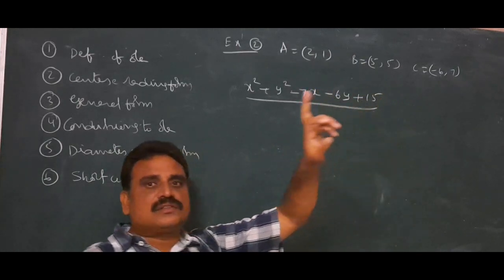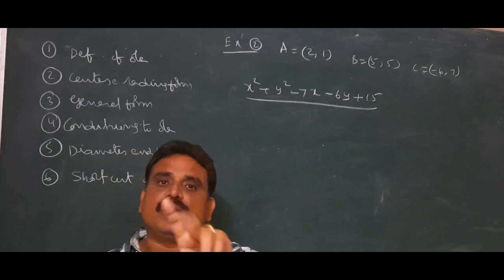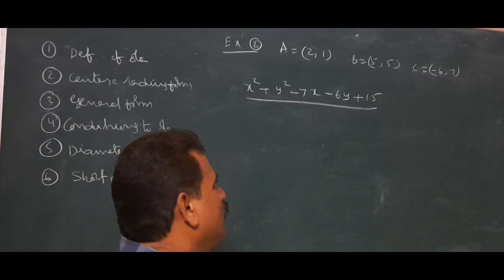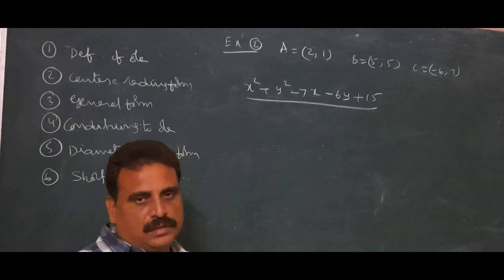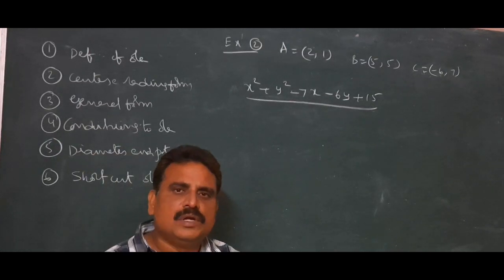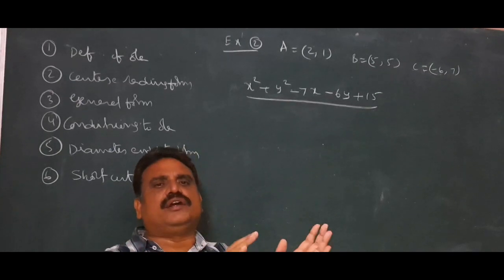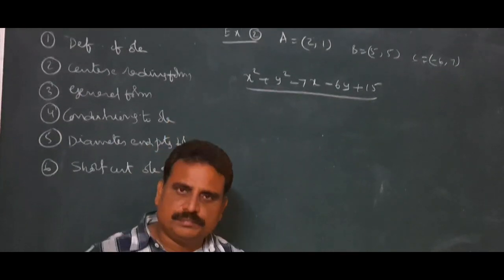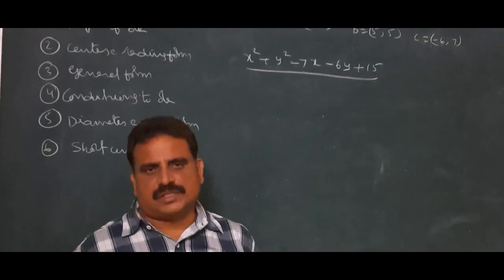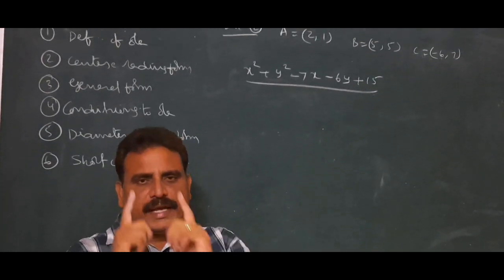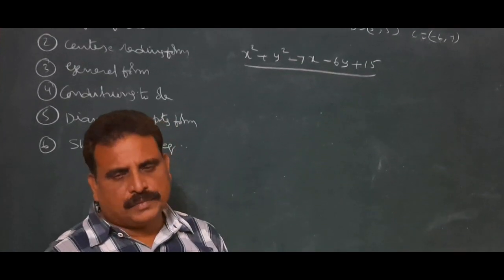Now we have to write the shortcut method to find the equation of the line passing through the 2 points. Look here, how to find the line equation passing through the 2 points. First of all, you have to observe the 2 points. If x coordinates are the same, directly write x equal to a constant, for example x equal to 3. If y coordinates are the same, directly write y equal to that constant. But here, x coordinates are not equal and y coordinates are not equal, they are different.